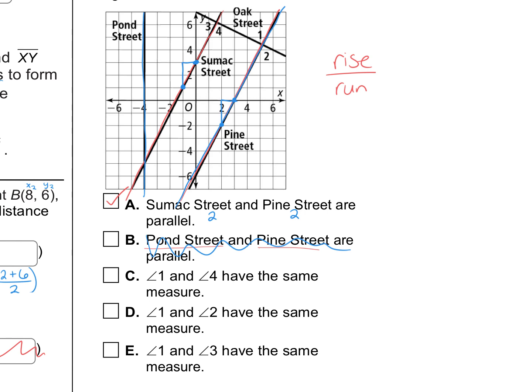Okay. Let me erase my picture for a second. Part C, C through E actually, is talking about 2 parallel lines and a transversal. So keep in mind, we said earlier that Pine Street and Sumac Street are parallel. Which one's the transversal? Everyone agree this is a transversal?